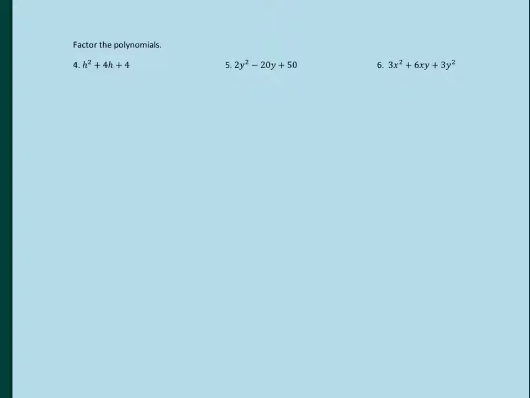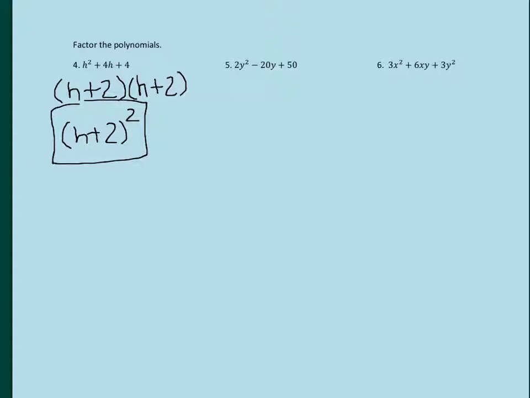So hopefully you tried it, but just like the other ones, there's only one step at the end that you might not have remembered to think of here. So 1 times 4 is 4. What multiplies to 4 and adds to 4? Well, 2 and 2. So h plus 2, h plus 2. What is that, though? H plus 2 squared. Okay?